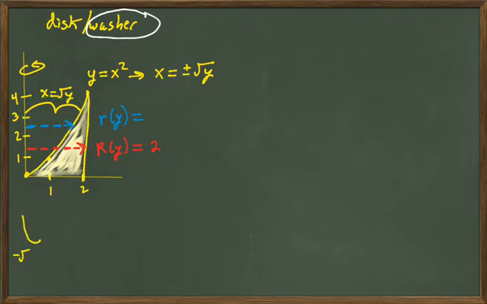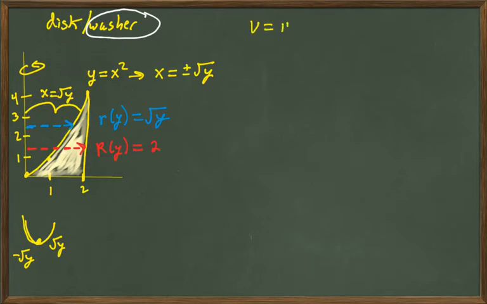Now negative square root of y is going to be the left side of the parabola, and positive square root of y is going to be the right side of the parabola. So we're going to use the positive side of the parabola. That's going to be r of y is equal to the square root of y. That is our inner radius.